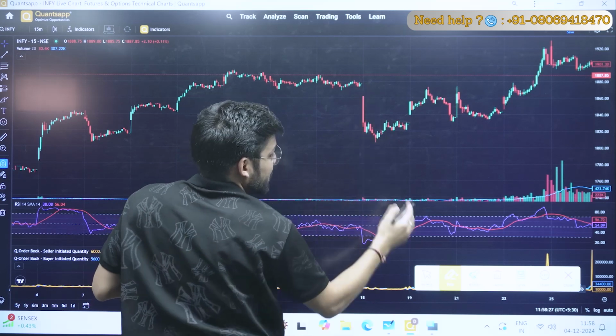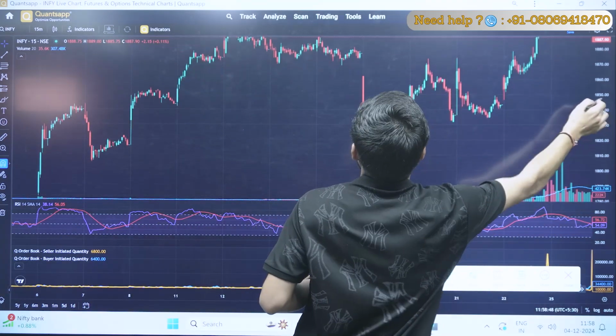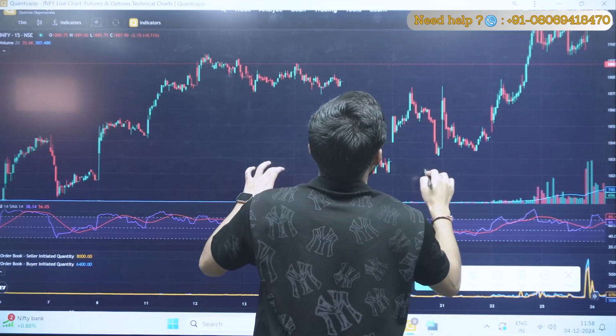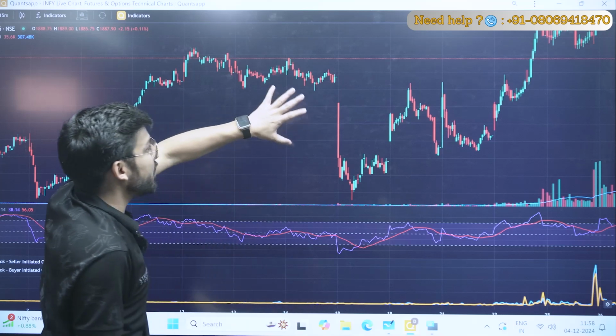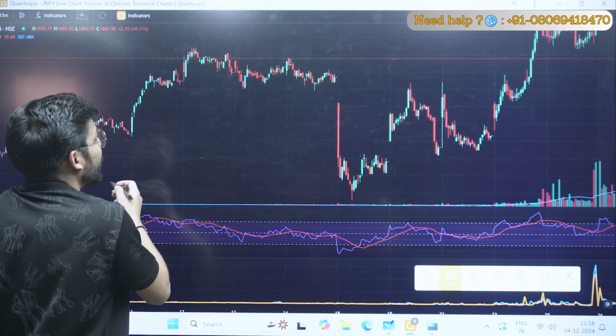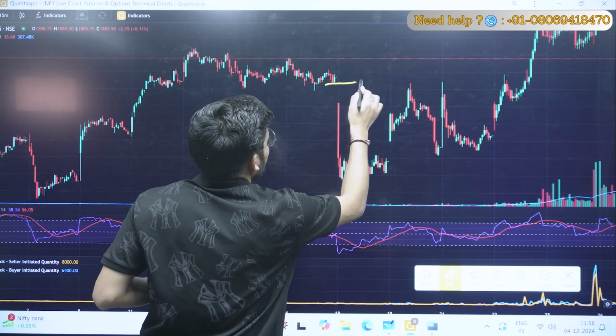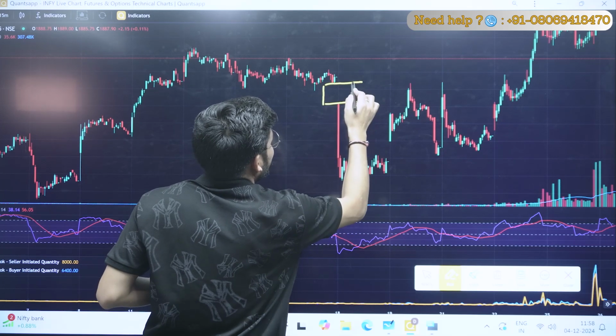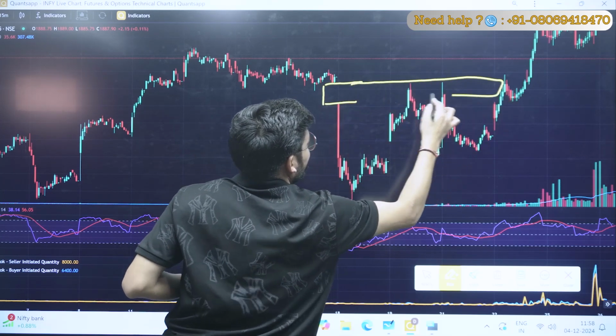Let me zoom the chart a little bit. I hope it is clear now. Now this is my perfect gap down. It is not a common gap, but a perfect gap down. Whenever there is a perfect gap down, I will just mark this zone. So this is my zone, that was a gap down, and I will just extend it further.